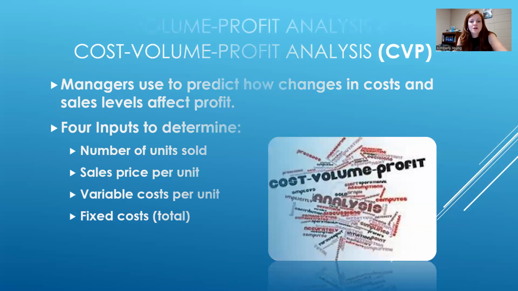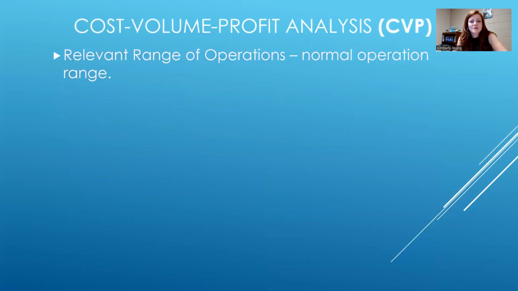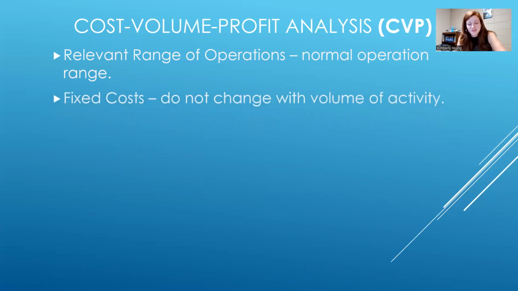And I know you're already familiar with most of those concepts, but let's just talk about a few terms before we go any further. So first we have the relevant range of operations. This is under normal business operations. This is how many we would typically produce and sell. So that's our relevant range of operations. You already know what a fixed cost is. That's anything that does not change with the volume of activity. So no matter if we produce 100 units or 100,000 units, we still have to pay the same amount in our insurance, the same amount for our rent, and so on.